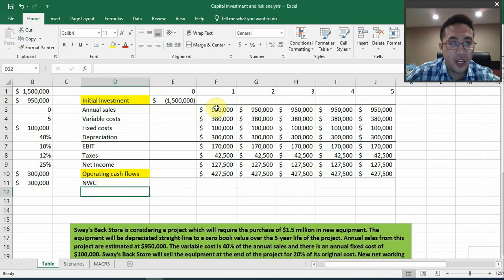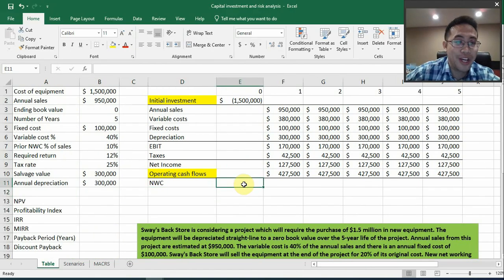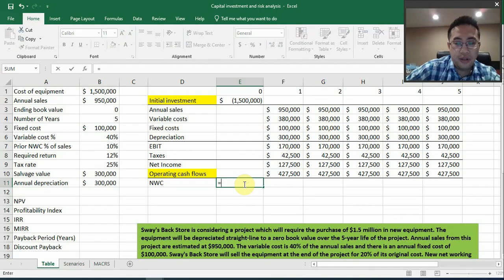So your sales start in year 1, which means you need to prepare net working capital in year 0. And net working capital basically is the inventories, the accounts receivable, the cash, and a lot of short-term assets. All right, so that's a 10%, which is given. You're gonna lock it before you drag it, times the sales in the next year.